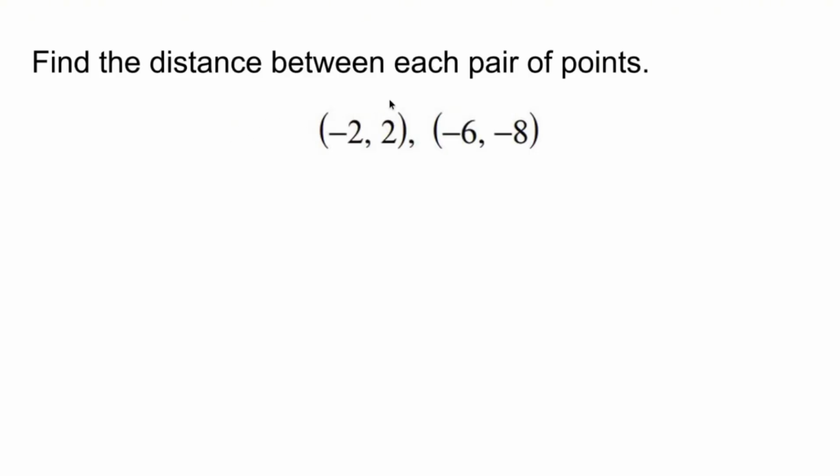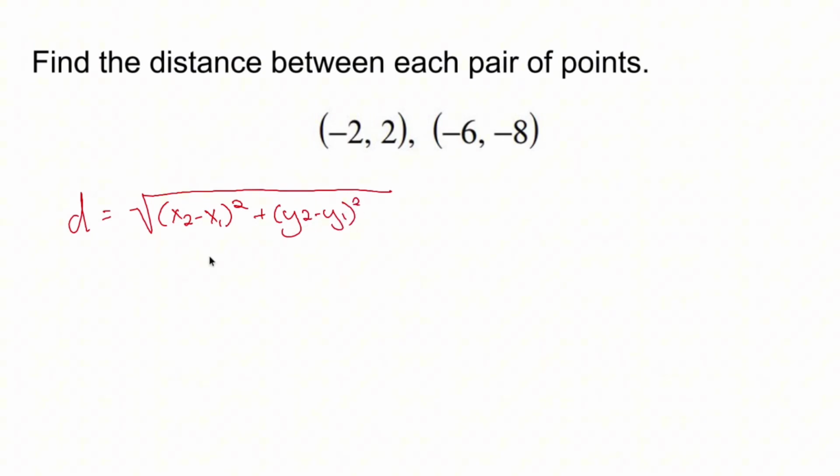Find the distance between each pair of points. Well, that requires a little guy called the distance formula. D equals big square root of x sub 2 minus x sub 1, close it, square it, plus y sub 2 minus y sub 1, close it, square it.